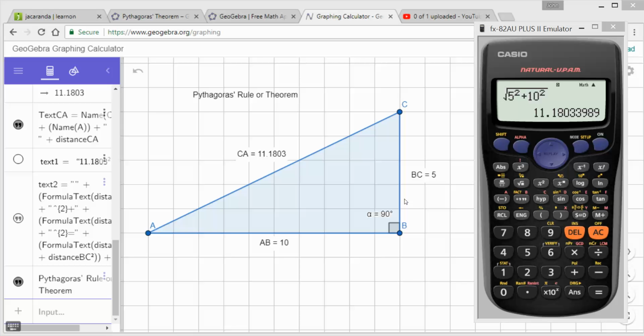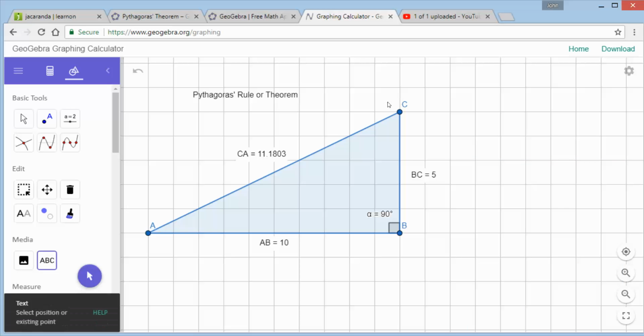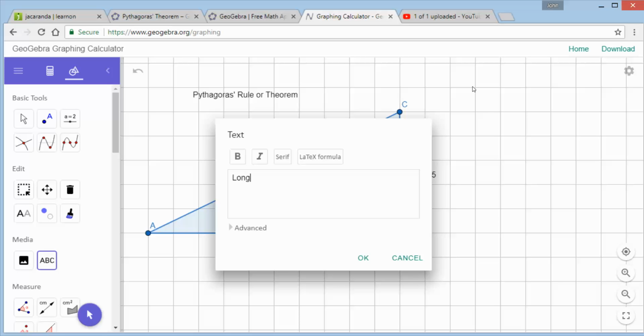So I've introduced Pythagoras. We've talked about how to calculate the longest side of the right angle triangle. In fact, I might just put a little note in here. So the longest side in a right angle triangle is called the hypotenuse. Quite hard. I find that hard to say, but anyway.